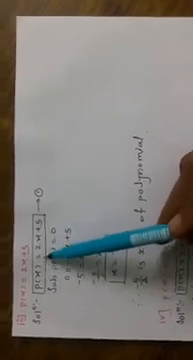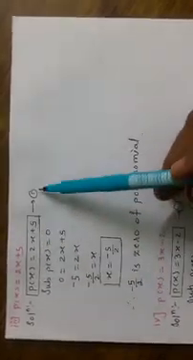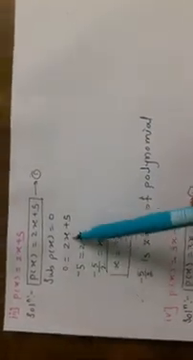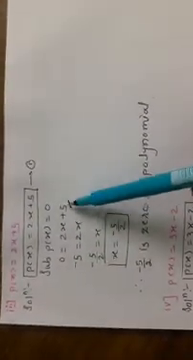So p of x is equal to 2x plus 5. We will call this one. We will substitute p of x is equal to 0. 0 is equal to 2x plus 5. This is one of the equations.